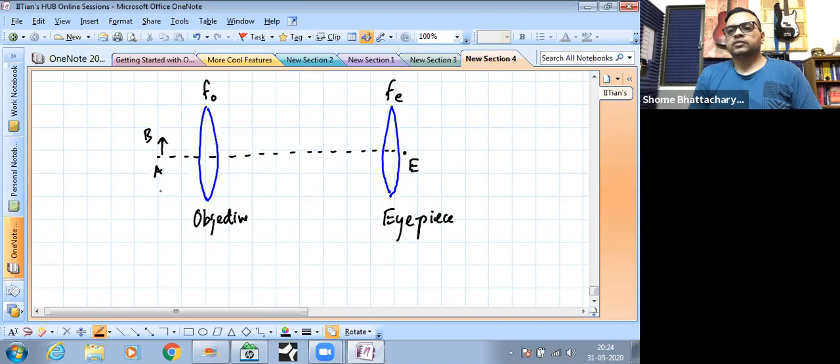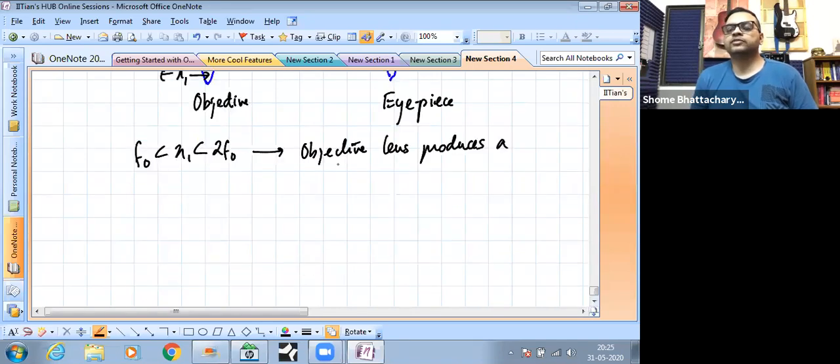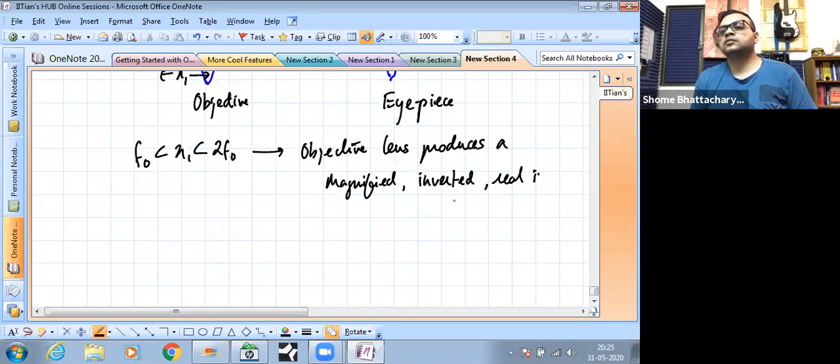Now, let's say the object is at a distance x1 from the focus of the objective. So x1 is usually taken to be greater than f of the objective, but less than 2f. So the objective lens produces, now remember, if the object is between f and 2f on this side, it produces a magnified but inverted real image of AB, let's say A prime B prime, which I'm drawing over.